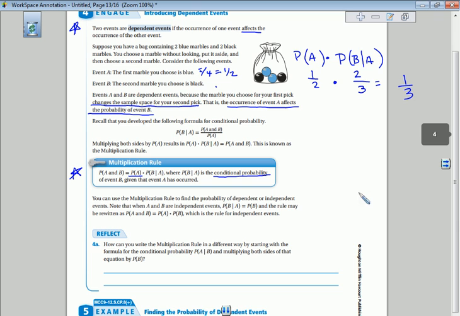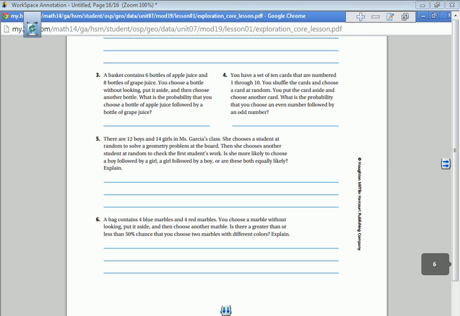Wait, how would it be? You multiply these two probabilities: the probability of A and then the probability of B given that A has occurred. Does it make sense? Yes. Okay. So now let's flip over to page 446.